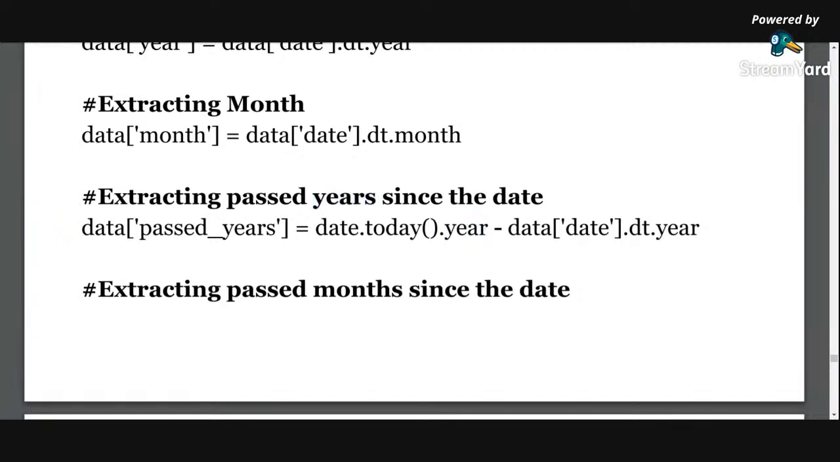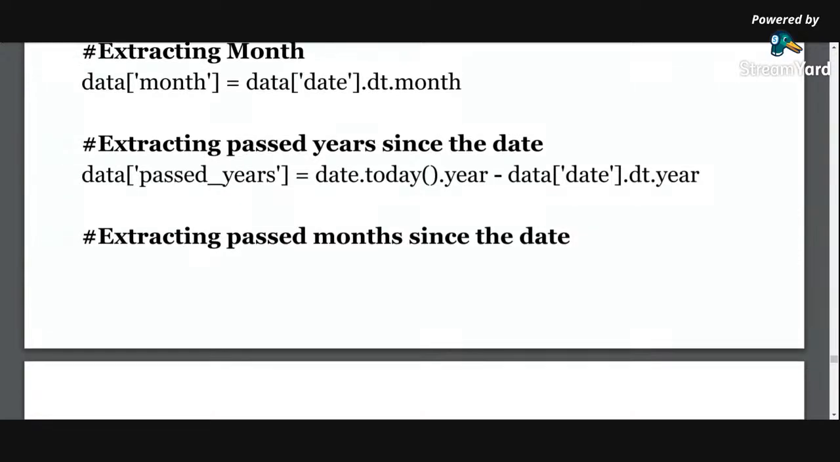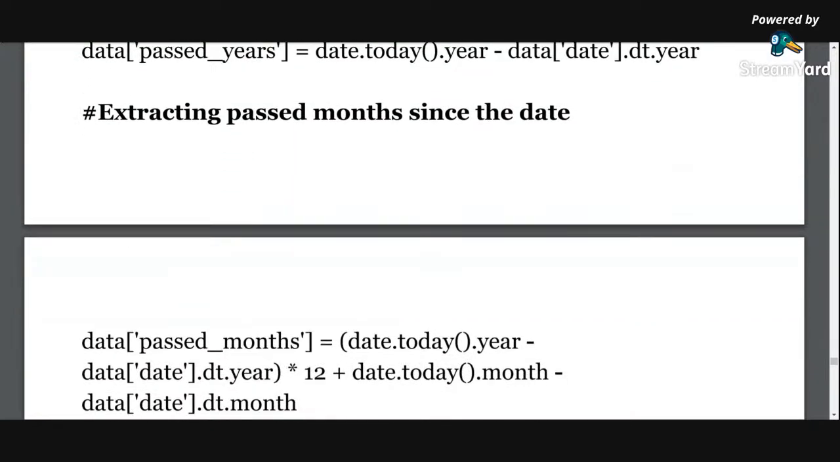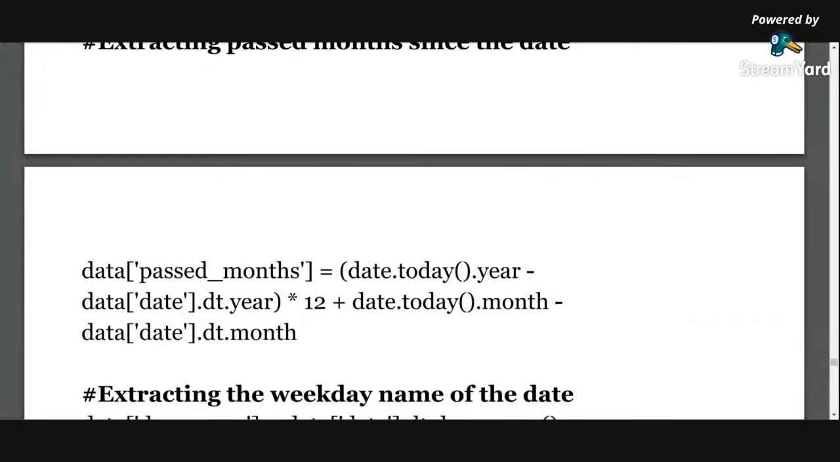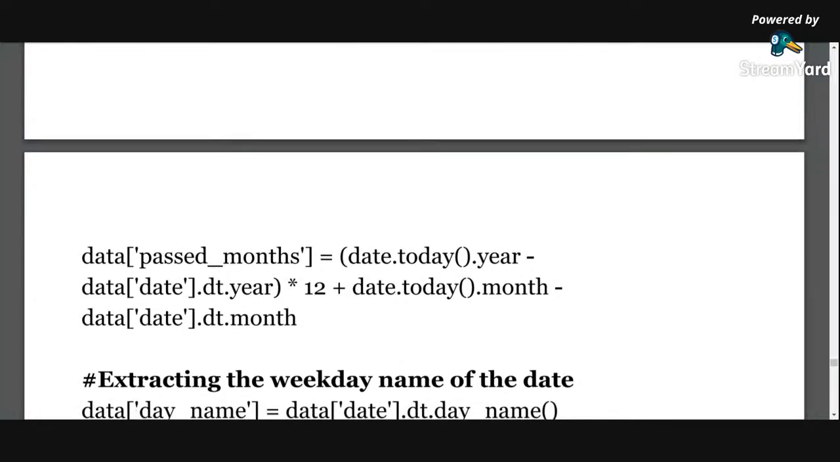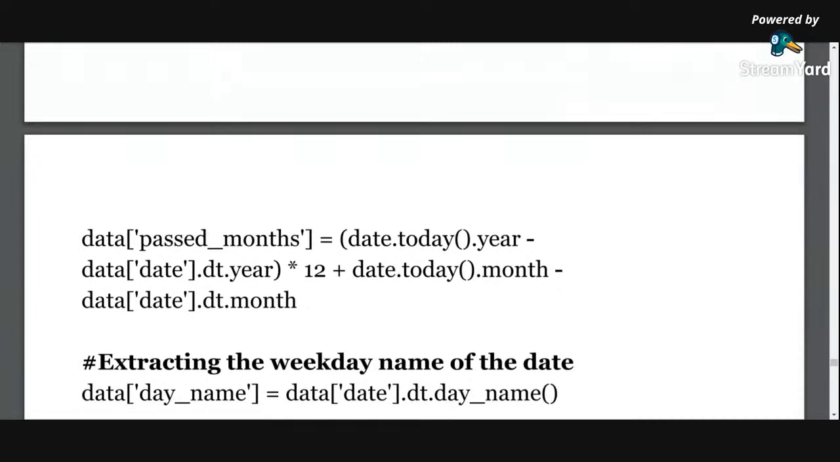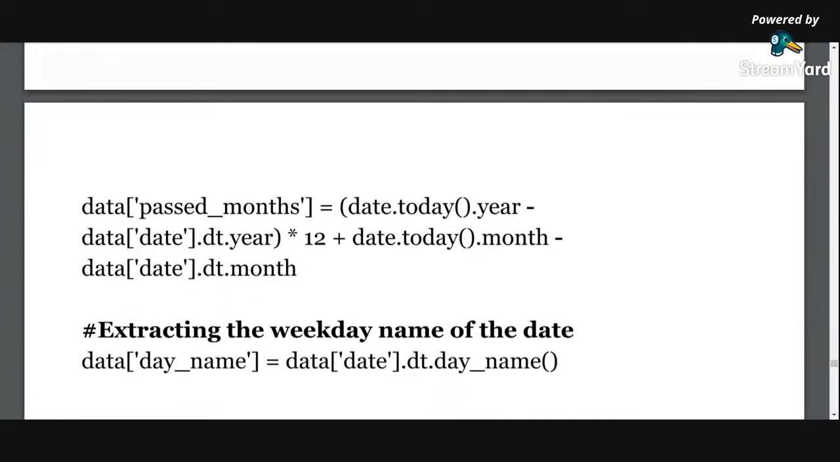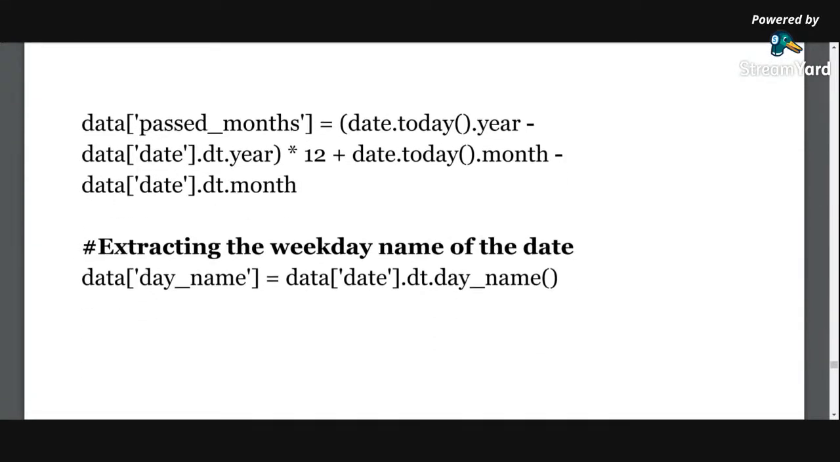Then we'll do minus. From that date column or the value, again, we can use dt dot here. So here we can extract the current year. By taking the difference, you will know how many years have passed since that particular date. Let's say you want to know how many months have passed. If it's greater than 12 months, you can take the difference in years, multiply it by 12, then you'll get the number of months. And then you can add today's month, subtract the month of that particular date. So here you'll get the number of months that have passed.